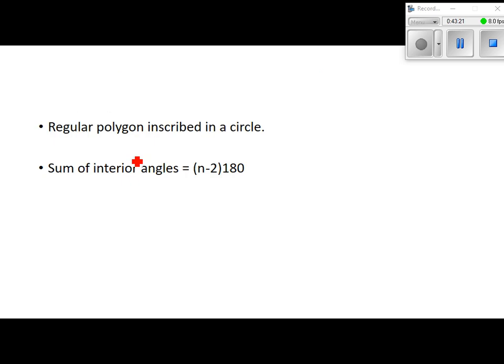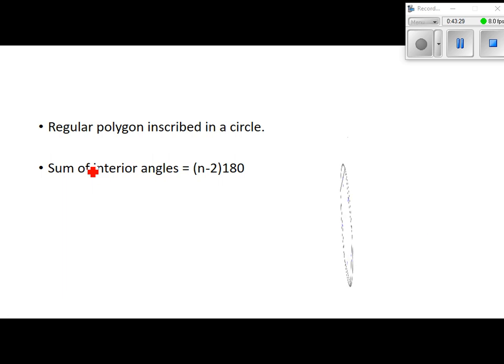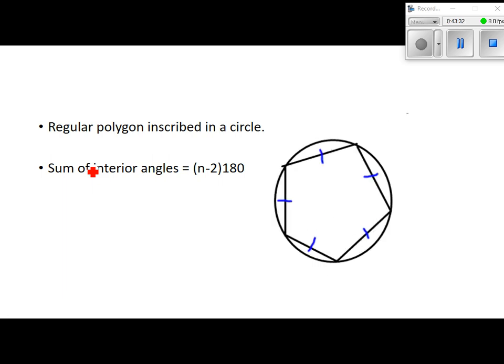If a regular polygon is inscribed in a circle, the sum of the interior angles, remember we had this formula n minus 2 times 180. So if I have some polygon and it's inscribed in this circle, several things I can do here. If I know that it's regular, that means all these sides are the same. Well, each of those sides is a chord to this circle. So that also tells us that this arc, this arc, this arc, this arc, and this arc are all the same.